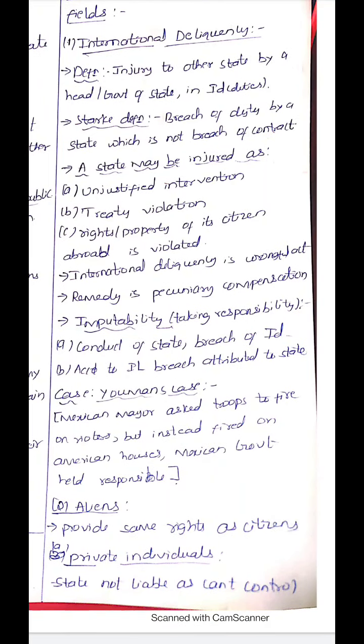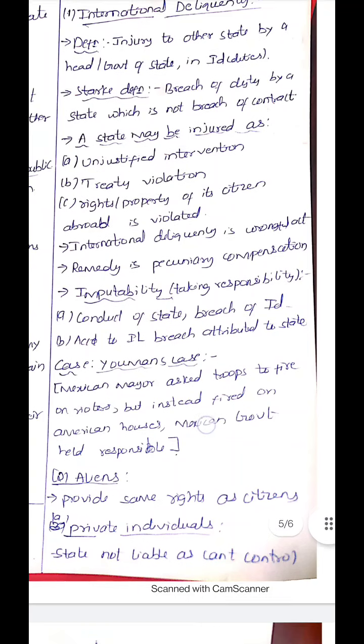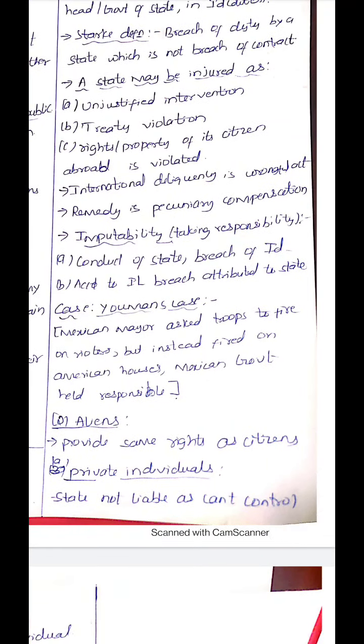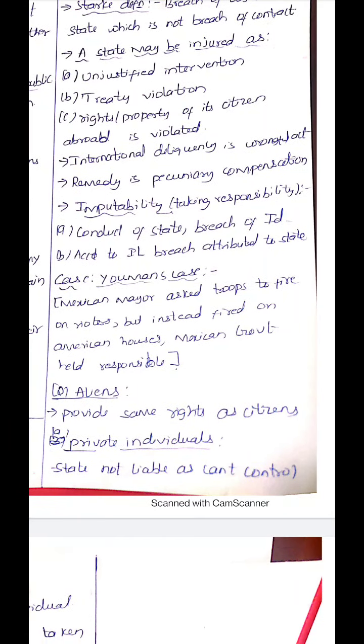Stark's definition. J.G. Stark has given a definition for it. He says that it is a breach of duty by a state which is not a breach of contract. So it is not a breach of contract, it is a breach of duty of a state over another state in its international duties. How does a state get injured? By unjustified intervention of one state over another state, by a treaty violation. If two states have gone into a treaty and one state violates it, then the other state gets injured. Or the rights or property of its citizens abroad are violated. If one state's citizen is living abroad and his rights or property get violated, then the other state gets injured.